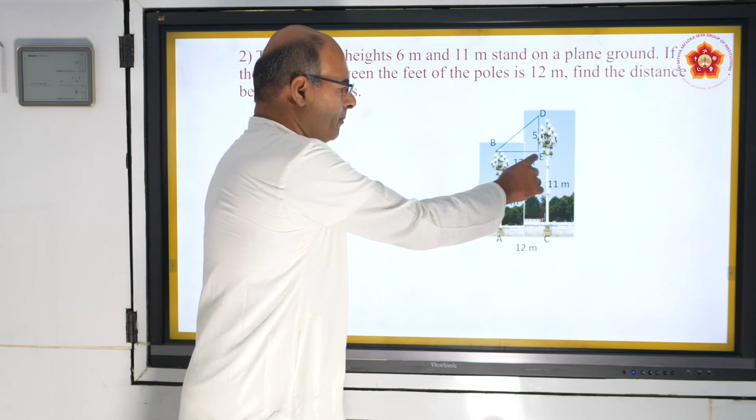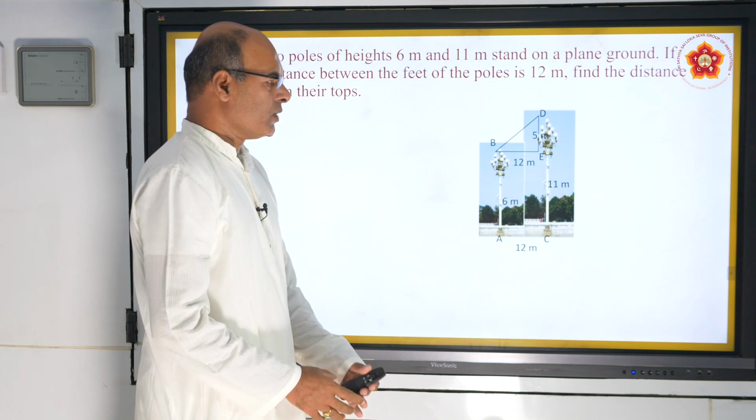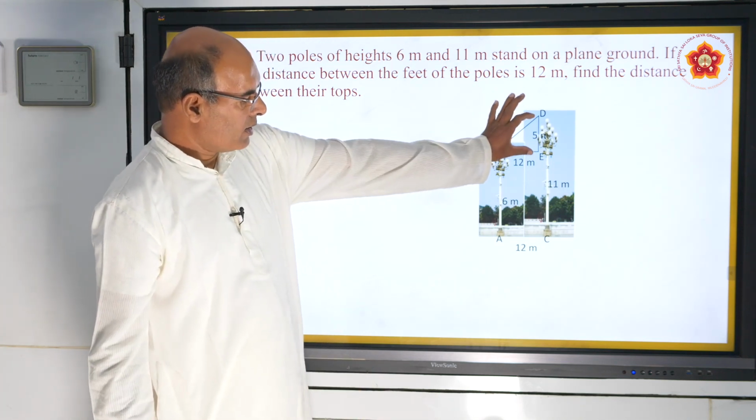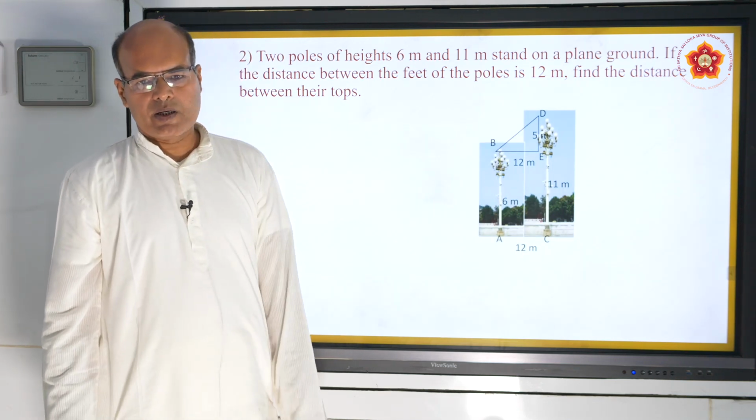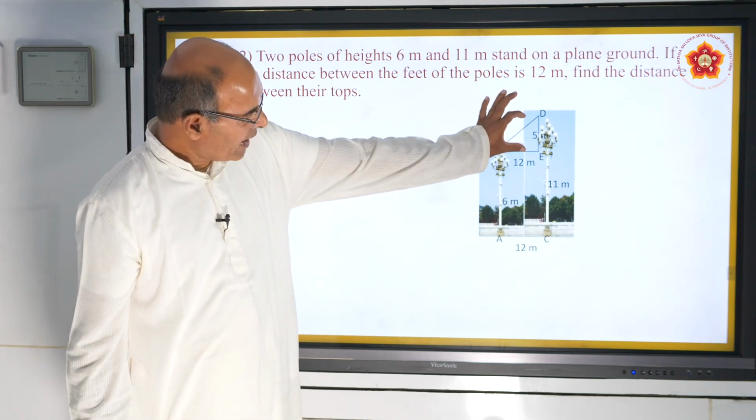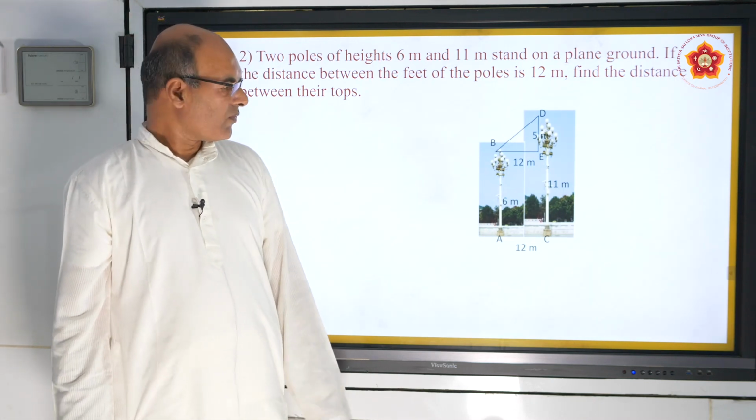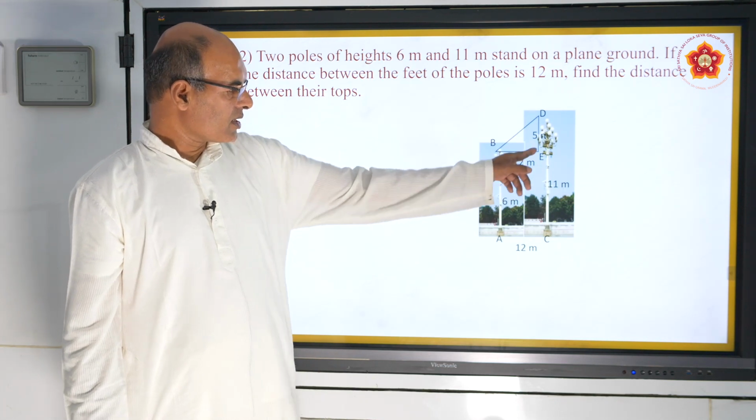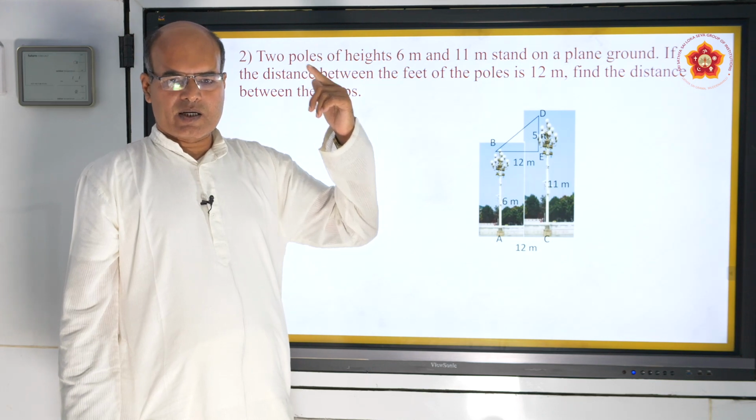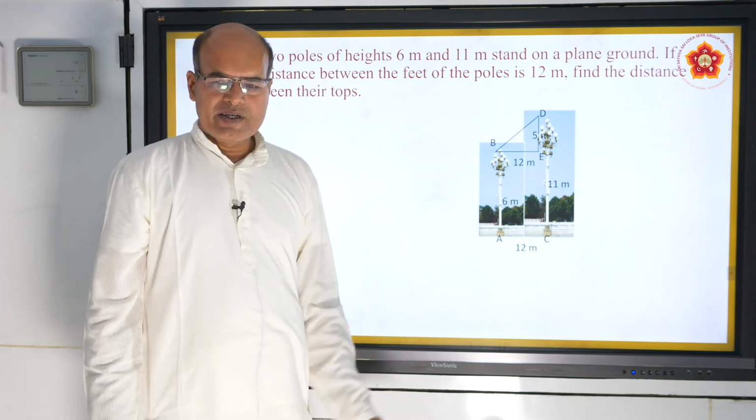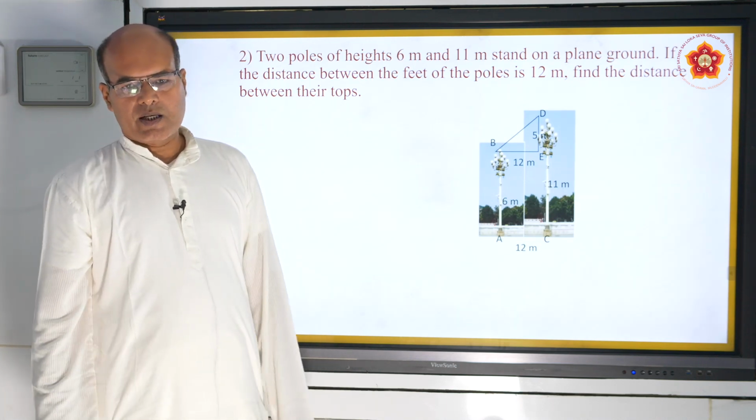So draw a line here parallel to the ground. It is 12 meters. What is this length? This pole is of height 6 meters, this pole is of height 11 meters. Therefore, this height is 11 minus 6, that is 5 meters. So consider this triangle. We have 5, 12. Remember, 5, 12 and 13 are Pythagorean triplets. Therefore BD must be equal to 13 meters. That is, the distance between their tops is 13 meters.